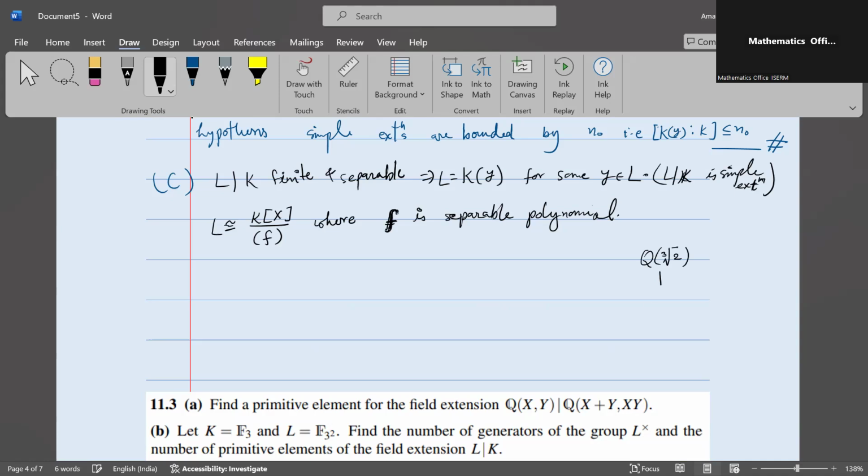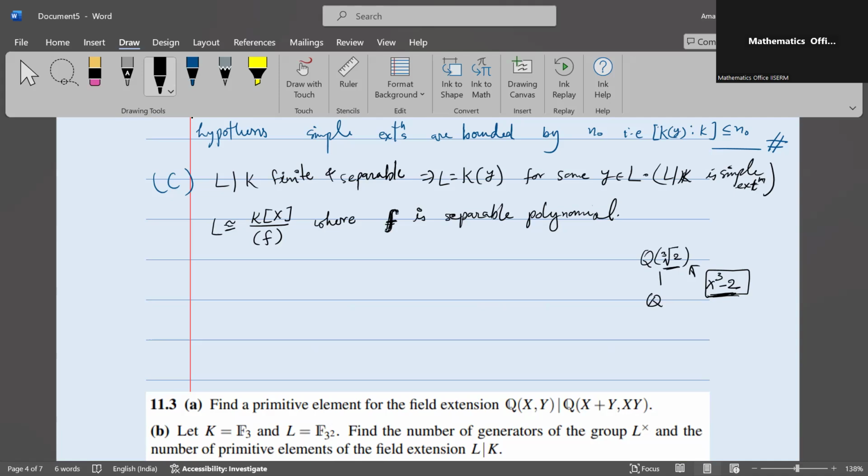This is a finite and separable extension. But what is the polynomial for this? X cubed minus 2, the minimal polynomial for the cube root of 2. But all the roots are not inside here, even if it is irreducible. So what I said before is wrong.